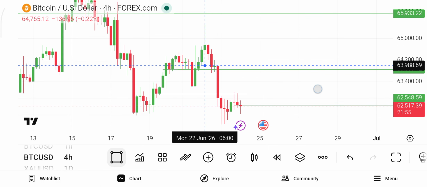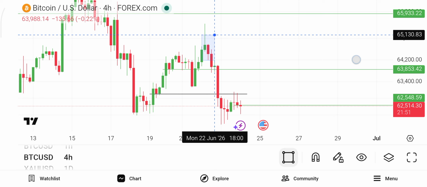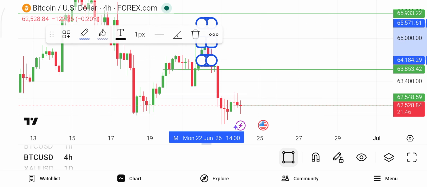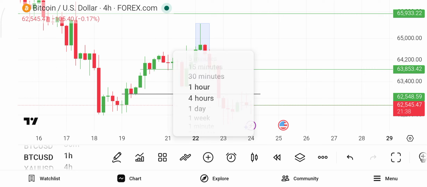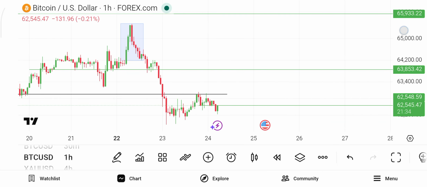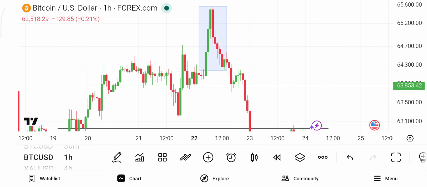I saw this engulfing candle here. Let me mark it out for you. Look at it. That engulfing candle here. So what I did is to went down to my 1 hour time frame and I found out this amazing setup here.